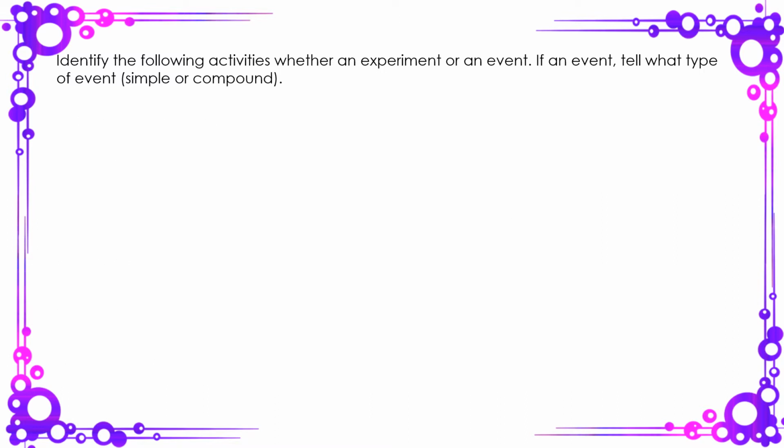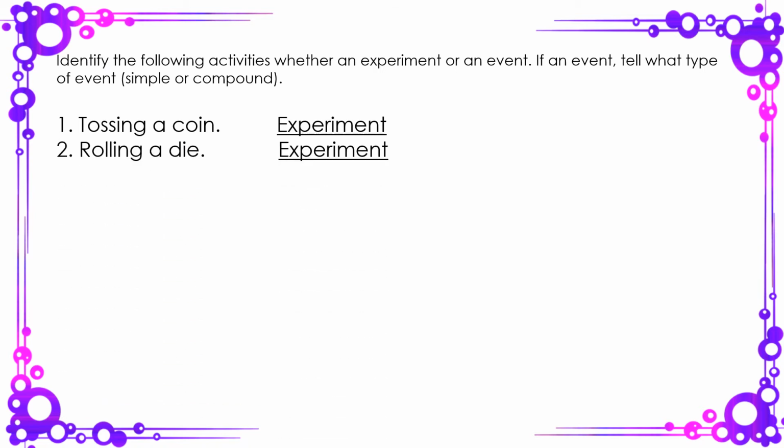So let us check your work. Number 1, tossing a coin is an experiment. Number 2, rolling a die is also an experiment. So check your work. If you got the correct answer, very good.